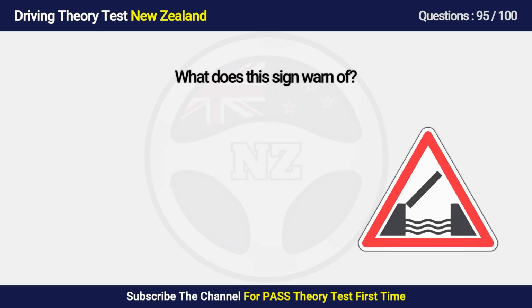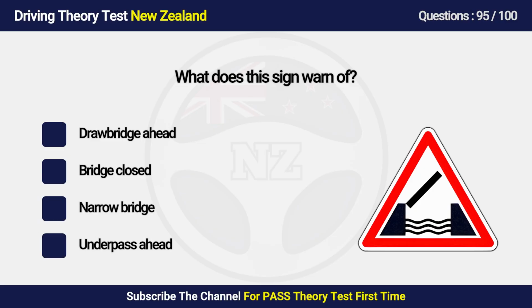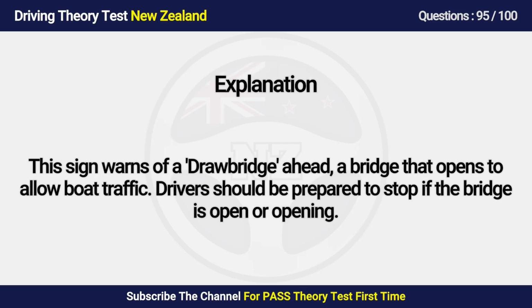Question 95. What does this sign warn of? A. Drawbridge ahead. B. Bridge closed. C. Narrow bridge. D. Underpass ahead. Answer is A. Drawbridge ahead. This sign warns of a drawbridge ahead, a bridge that opens to allow boat traffic. Drivers should be prepared to stop if the bridge is open or opening.